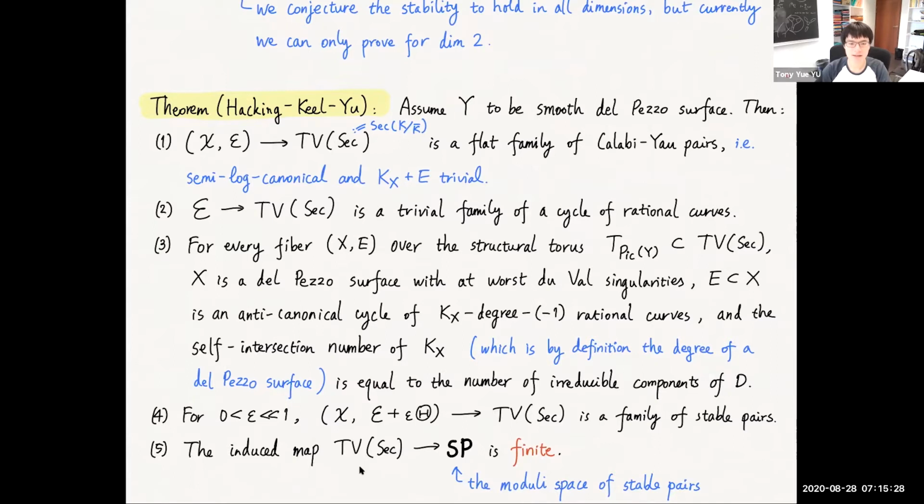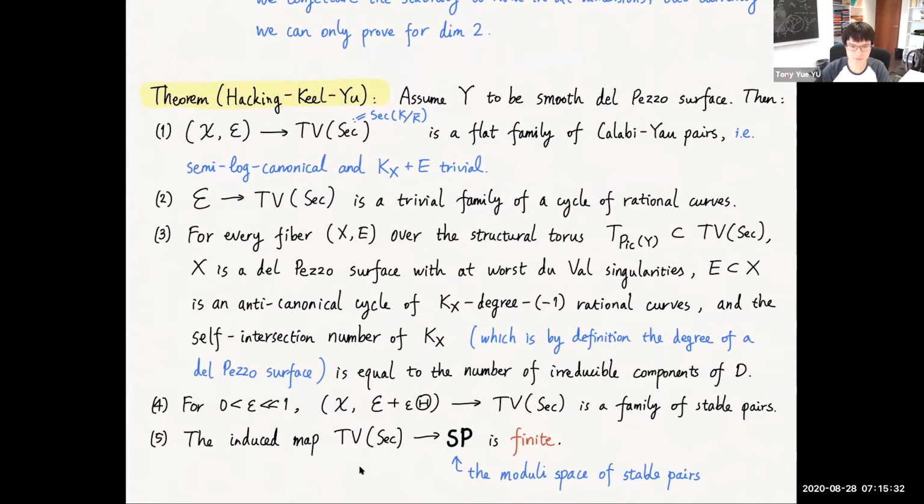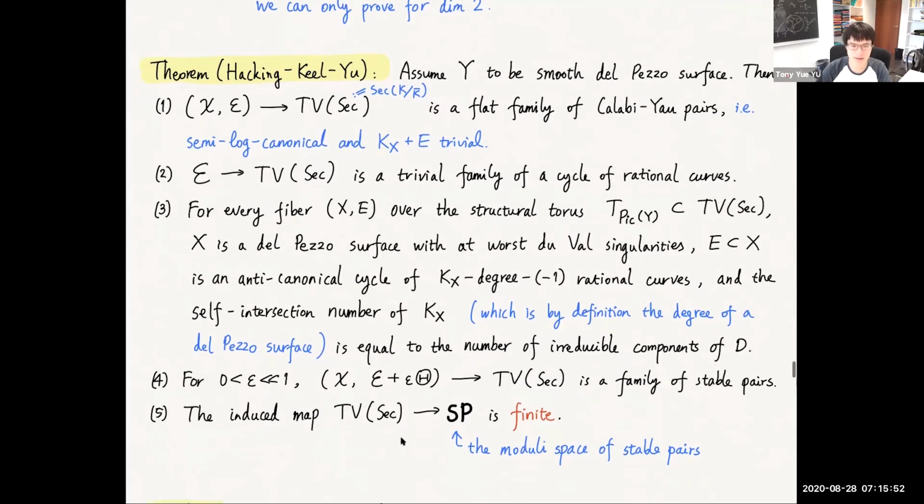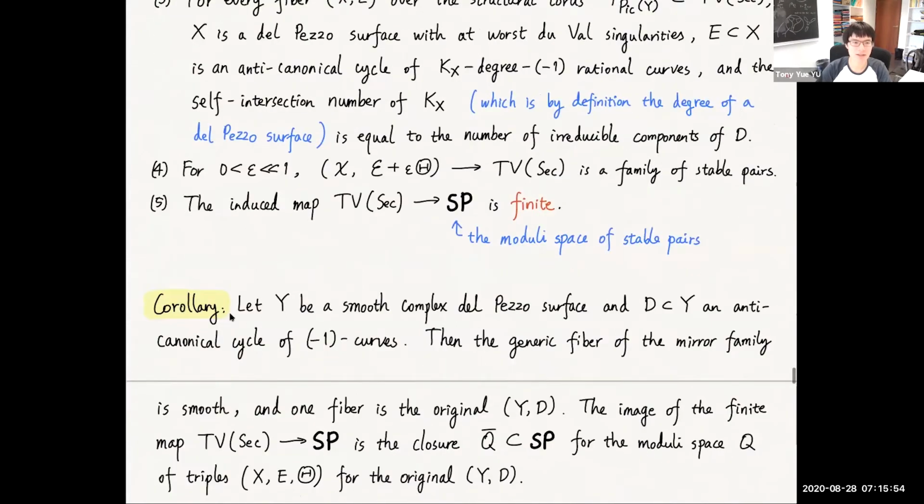So in order to get the conjectured cover from the toric variety, there is one more thing to do. We have to relate the family that we constructed with the moduli space Q in the conjecture. And that's not difficult. It's just an easy corollary by some dimension count.